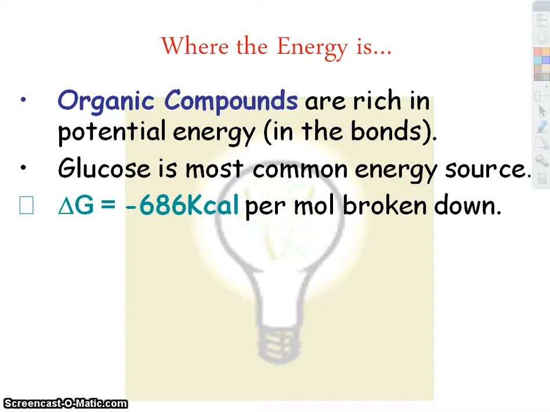To build glucose is the opposite. If you wanted to build glucose, like what photosynthesis does, it requires almost 700 calories of energy. It's a positive delta G. Where does the energy come from to build glucose in photosynthesis? The sun. Right, the sunlight provides the energy to actually make ATP as an intermediate, and then build the glucose to begin with.